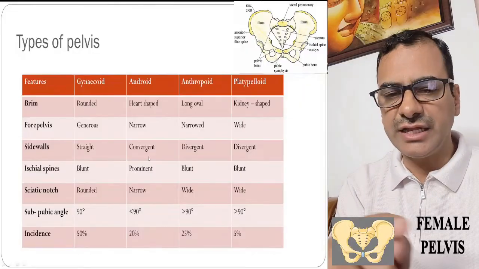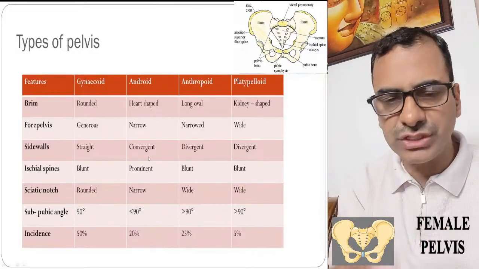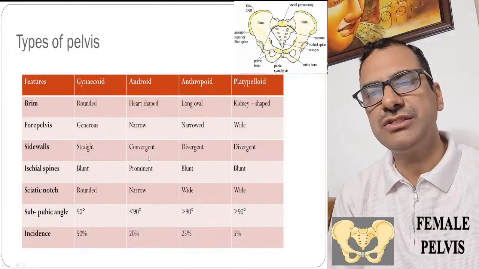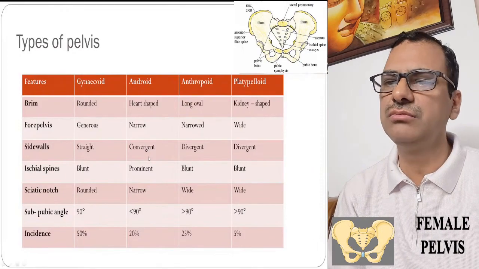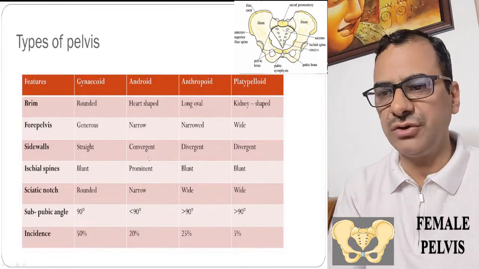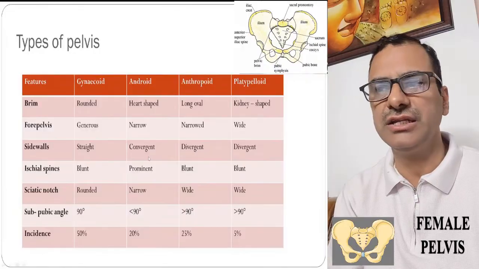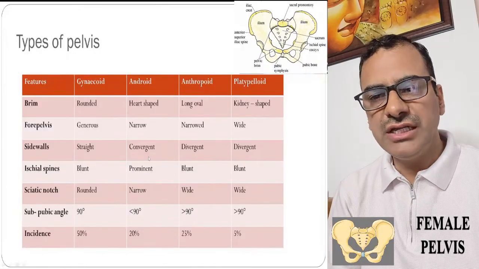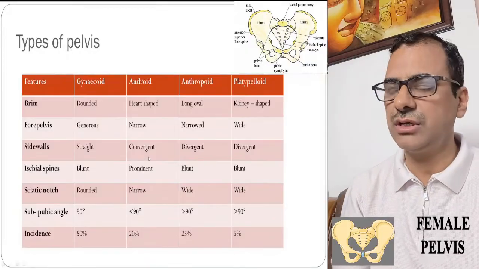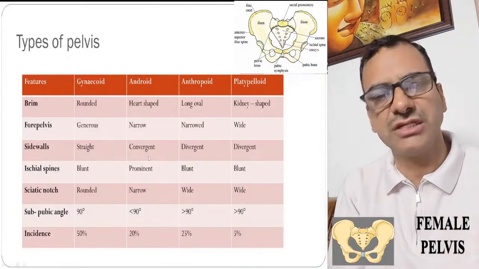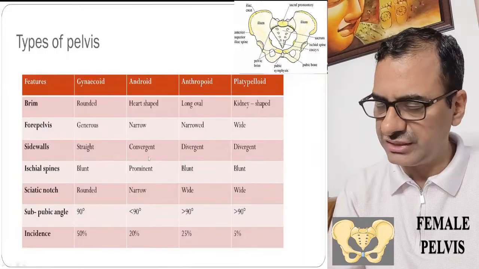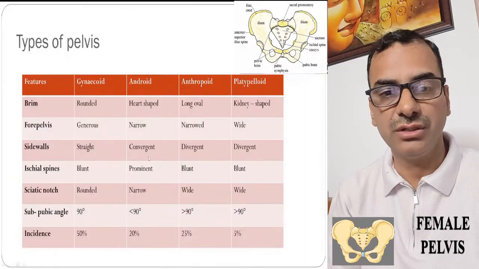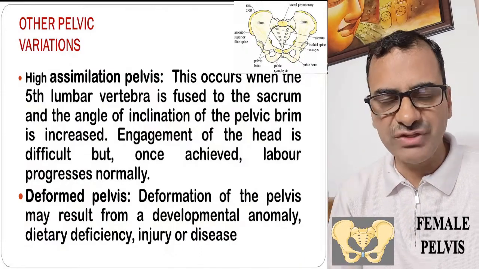Subpubic angle, that's the angle below the symphysis pubis, is 90 degrees in gynecoid, less than 90 degrees in android, and more than 90 degrees in anthropoid and platypoid. Then incidence means how much is the chance of finding the gynecoid pelvis in females.